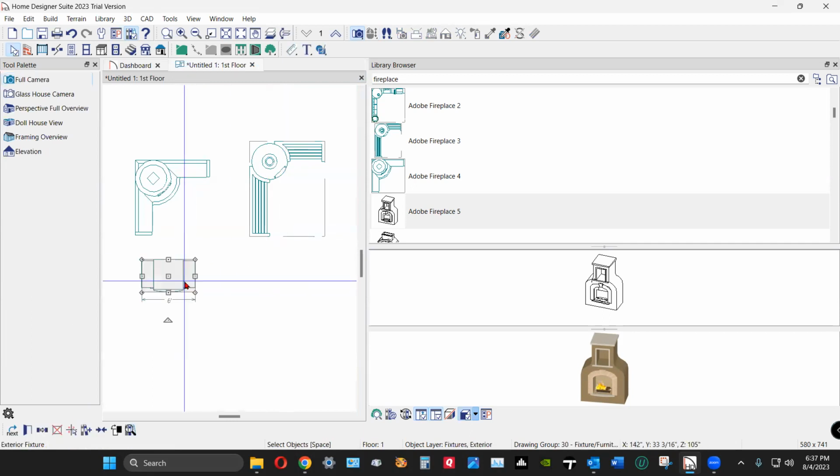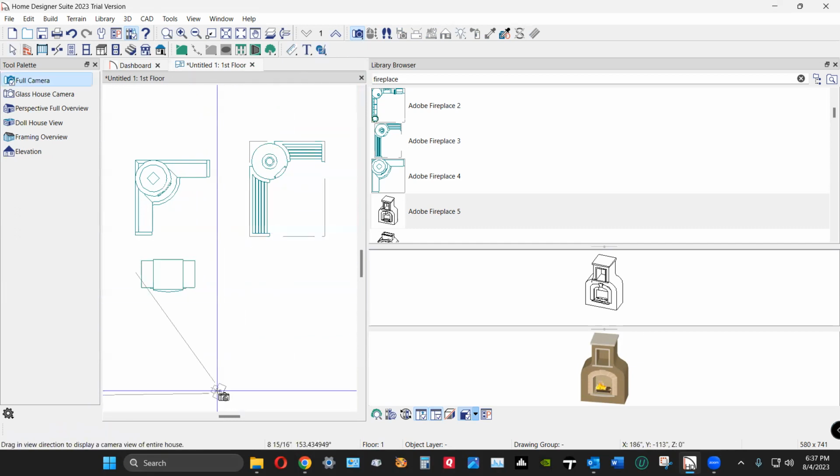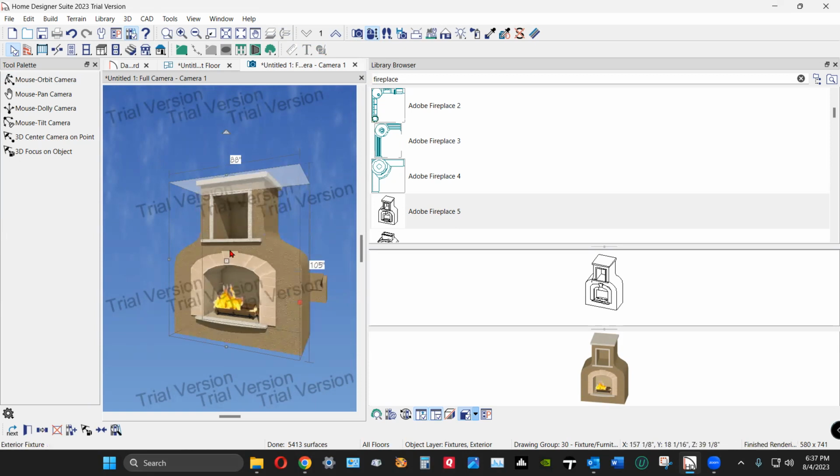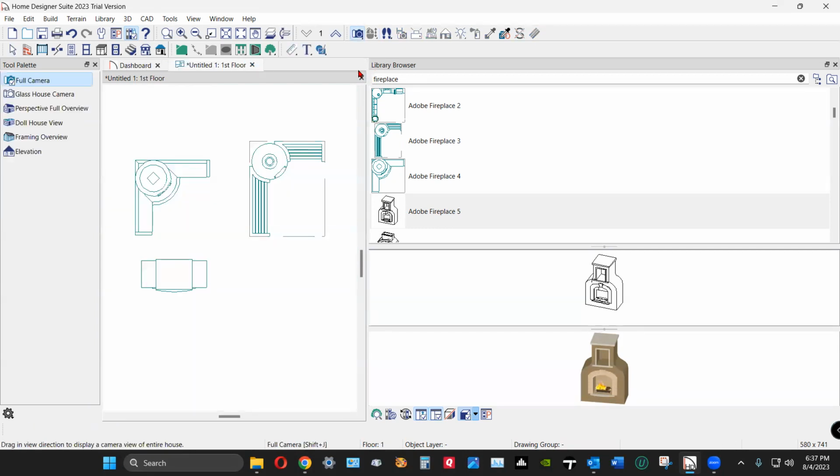So this is a symbol. You can't explode it, and you can't edit it, except you can edit the size. Take a look at that. It's got handles on it. I can make it wider or taller or whatnot, but I can't really alter it. The shape changes as I make those alterations.